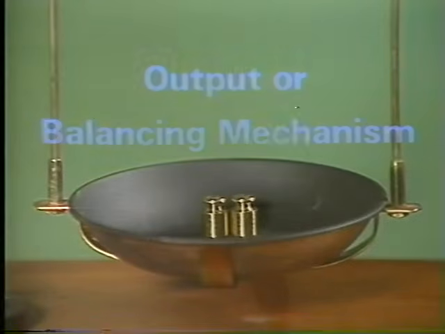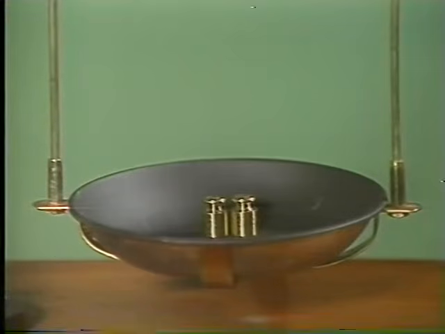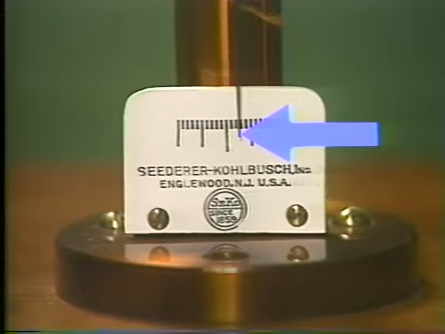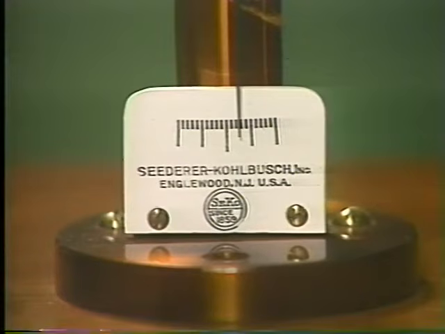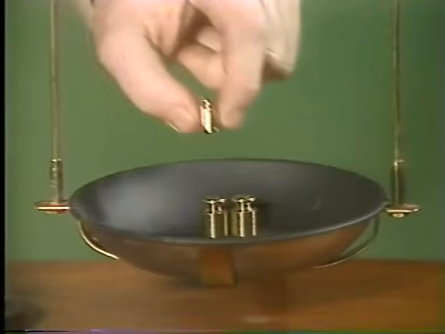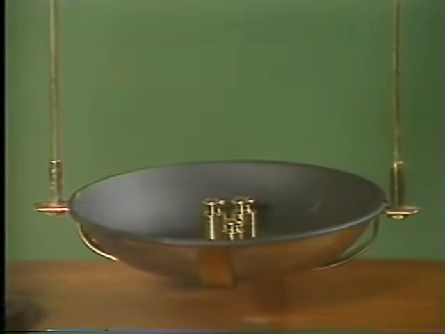I'll call this tray the output or balancing mechanism. To determine if the scale is exactly balanced, we look at the pointer. As you can see, it is off. In other words, the system's not in balance. It's in error. Now, I'll identify the pointer and scale as an error detector. So now I'll add another weight to try and bring the scale into balance.